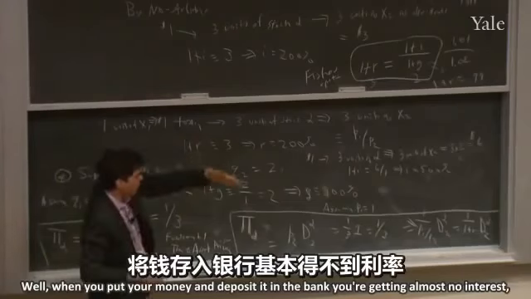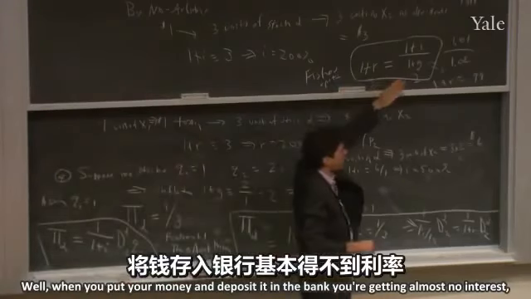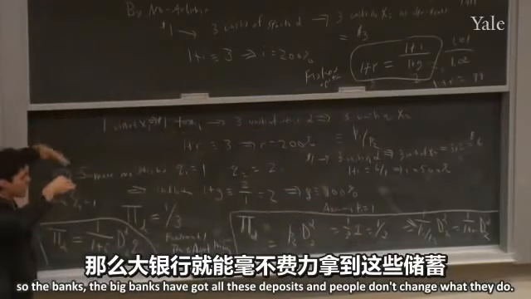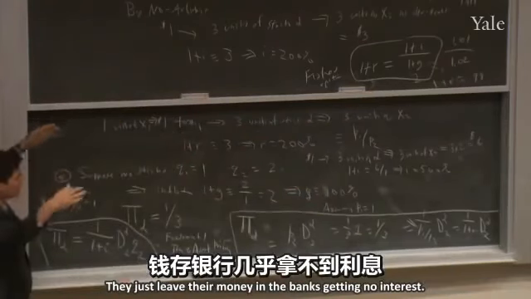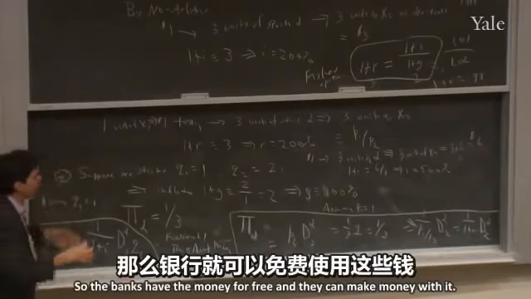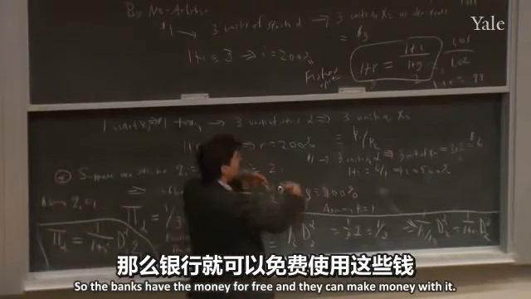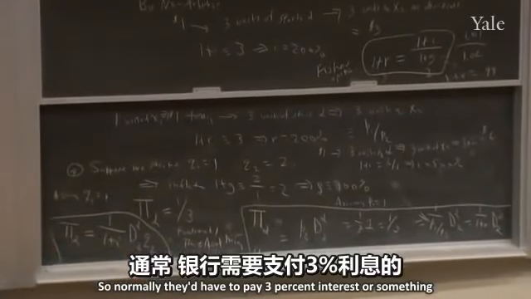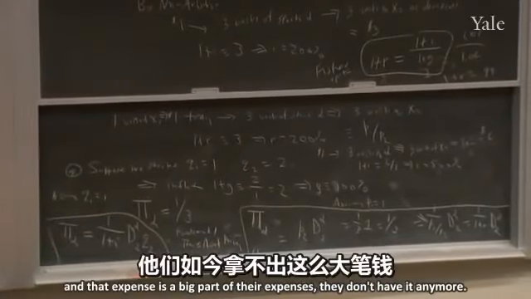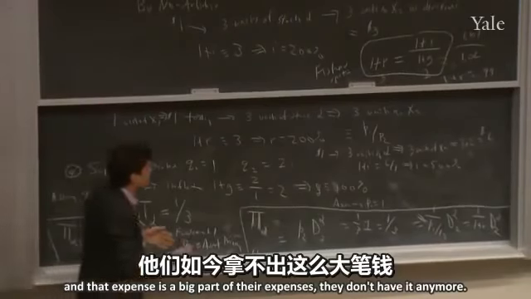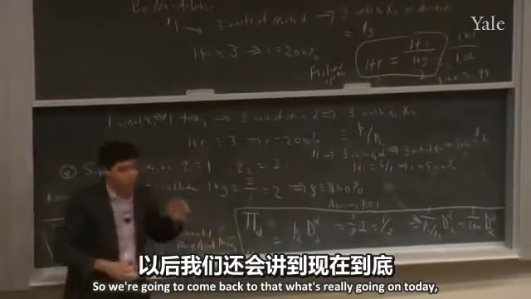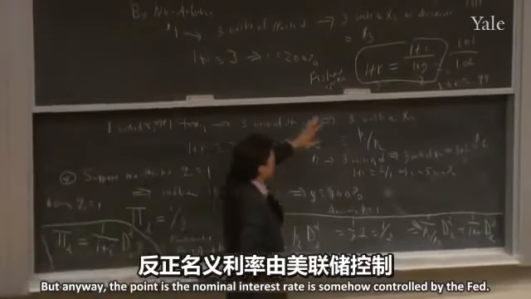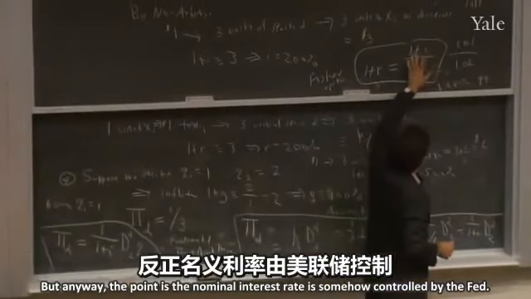Well, when you deposit your money in the bank, you're getting almost no interest. So the big banks have got all these deposits, and people don't change what they do. They just leave their money in the banks, getting no interest. So the banks have the money for free, and they can make money with it. Normally they'd have to pay 3% interest or something, and that would be expensive for them. That expense is a big part of their expenses. They don't have it anymore. So we're going to come back to what's really going on today, but anyway, the point is, the nominal interest rate is somehow controlled by the Fed.